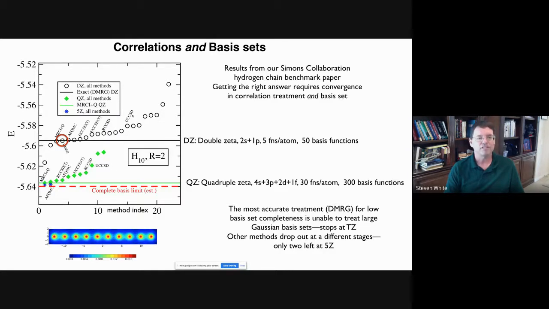Okay, but this is for just one fixed system. We're trying to converge in both directions, and it's a challenge. And of course, on top of this, you'd like to converge perhaps in the number of atoms, but that's separate. So the key thing is that this most accurate treatment for the low basis set completeness stops at triple zeta, and so that's unfortunate. And so we'd like to improve on that.